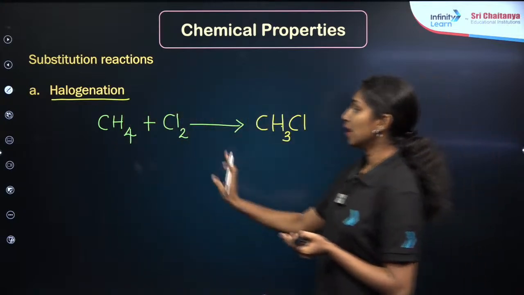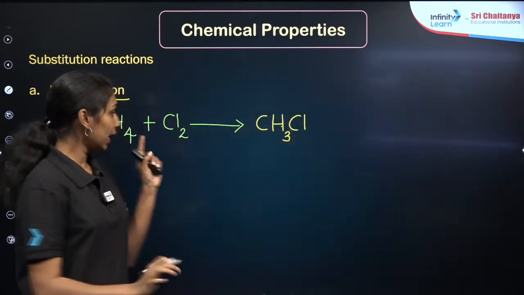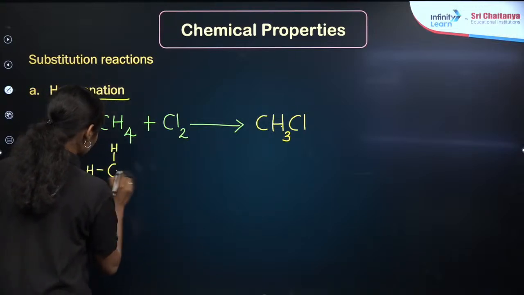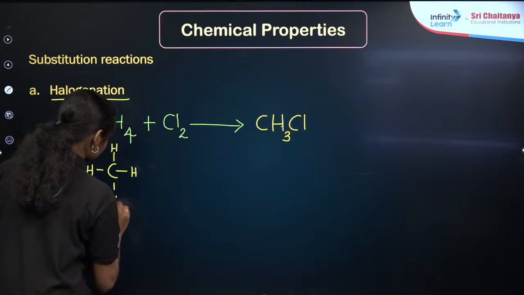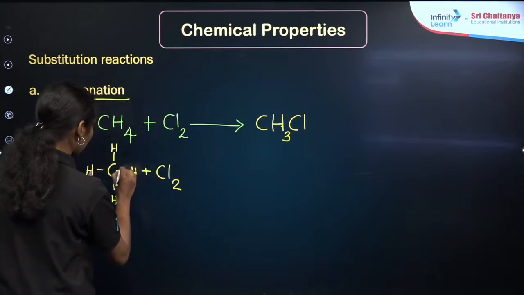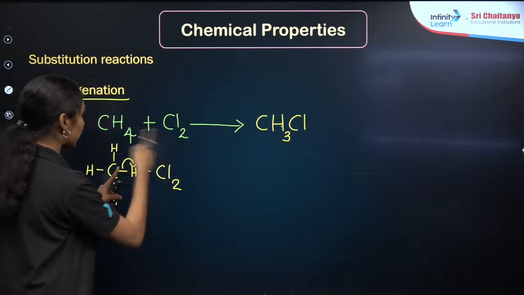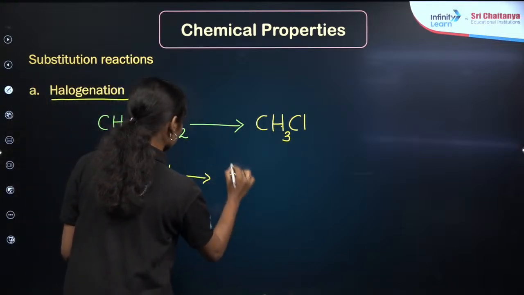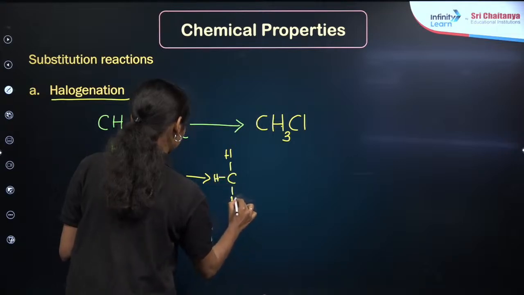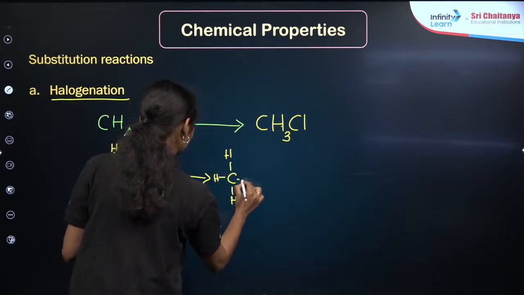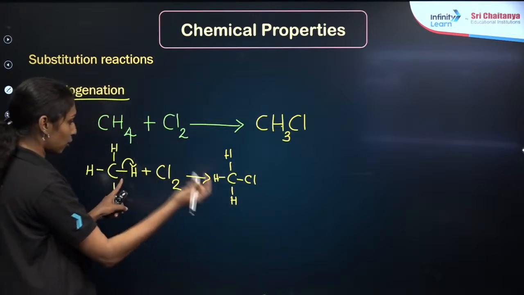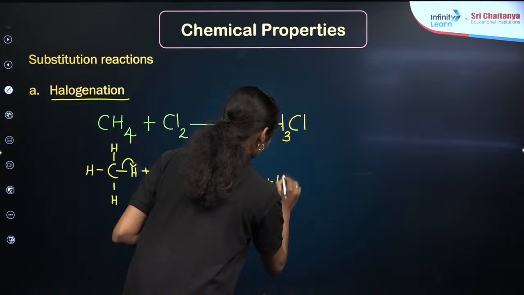CH3Cl, because carbon has 4 hydrogen atoms here. If I am adding chlorine here, for example, if I take this hydrogen, this hydrogen is replaced by the chlorine atom. Then this hydrogen comes with another chlorine atom to form HCl. So, this will be the reaction.